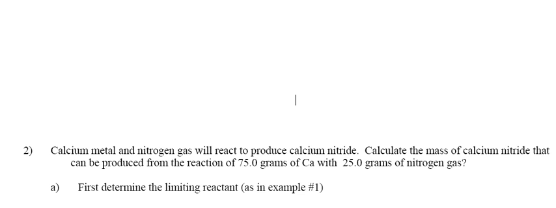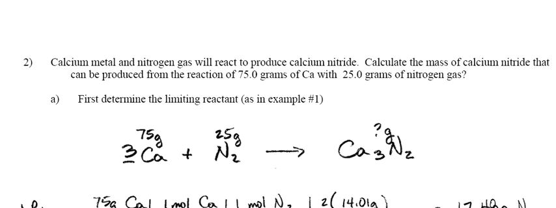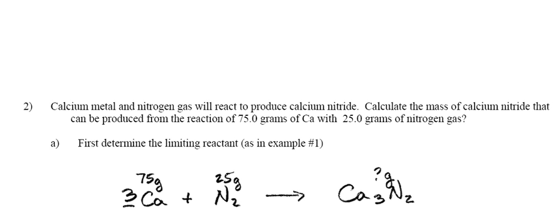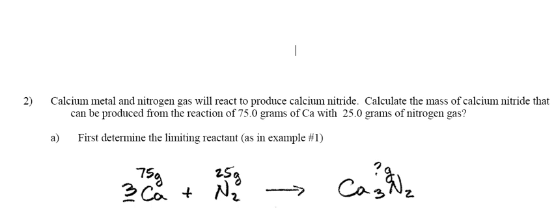First, determine the limiting reactant, as we did in question number 1. First thing we need to do, obviously, is to write out the balanced equation. Okay, so once we have the balanced equation, then we can write other things that we know about the question, like we have 75 grams of calcium, we have 25 grams of nitrogen, and the question's ultimately asking how much calcium nitride is going to be formed.